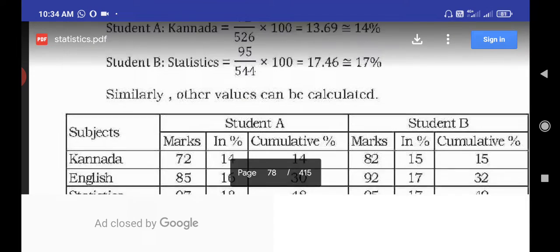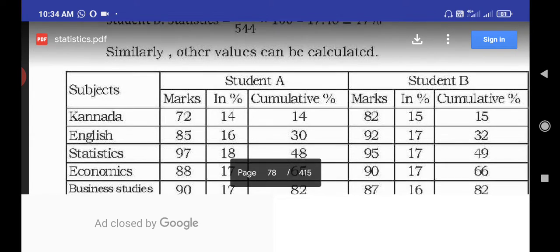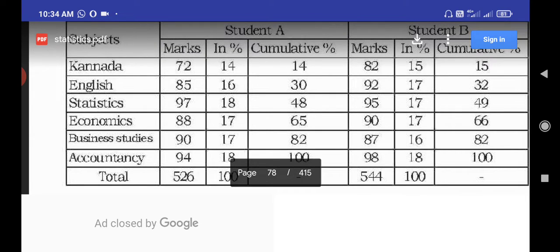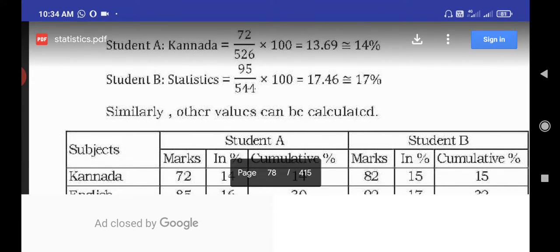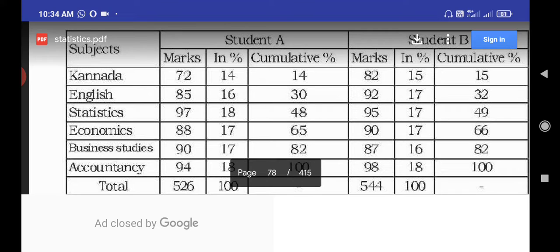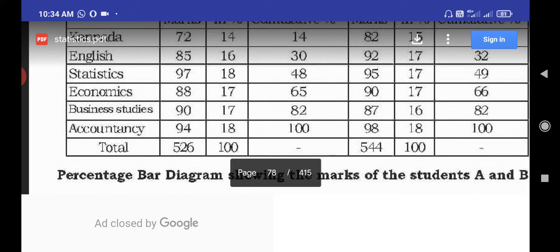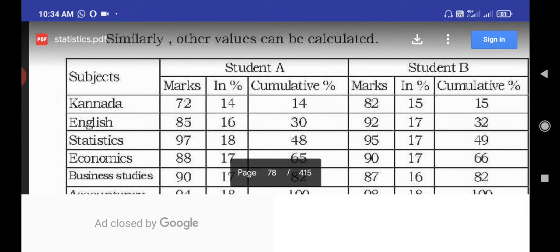Next, they are taking an example of statistics. They have taken the example of student B statistics. Student B's statistics marks is 95. 95 divided by 544 into 100, we will get 17.4, approximately 17%. So every individual mark we have to convert into a percentage.